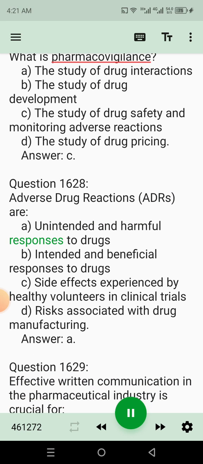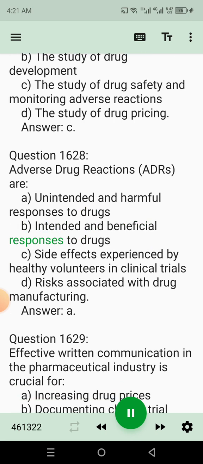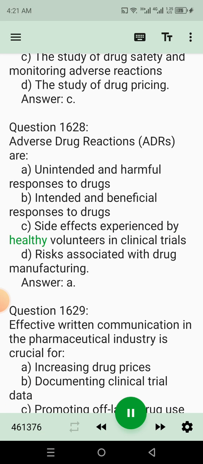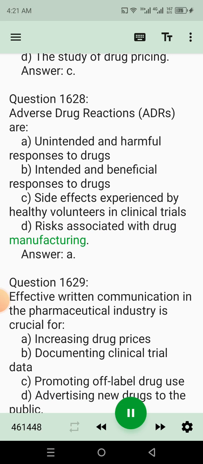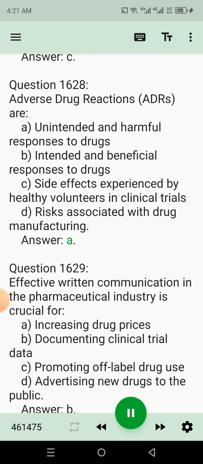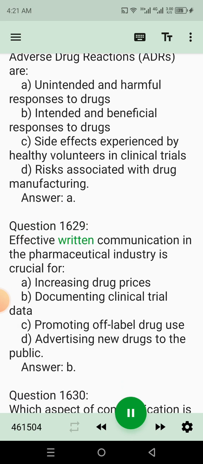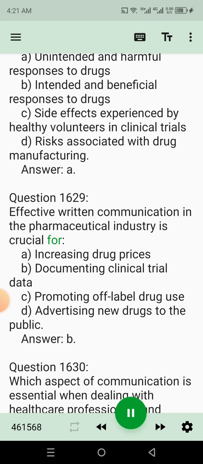Question 1628. Adverse drug reactions (ADRs) are A. Unintended and harmful responses to drugs. B. Intended and beneficial responses to drugs. C. Side effects experienced by healthy volunteers in clinical trials. D. Risks associated with drug manufacturing. Answer: A.